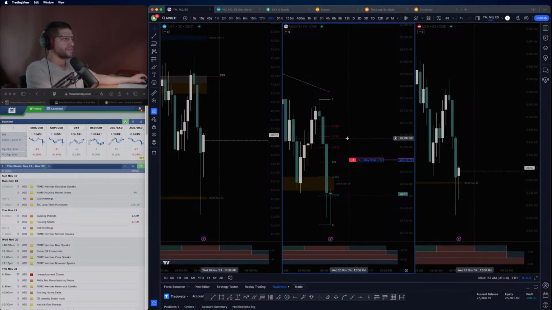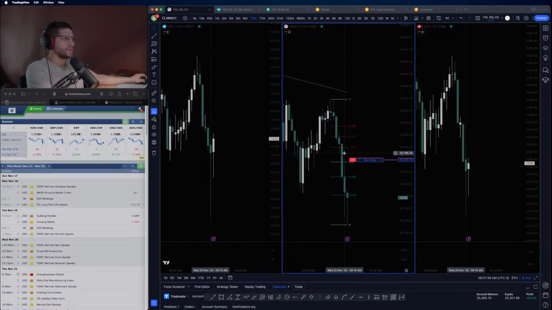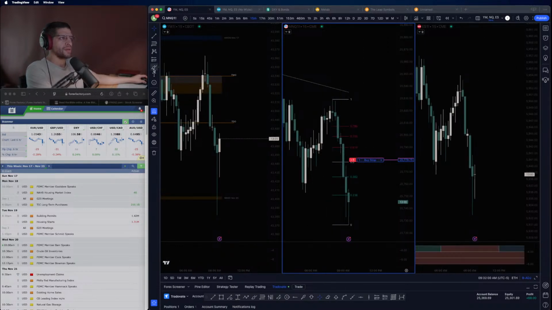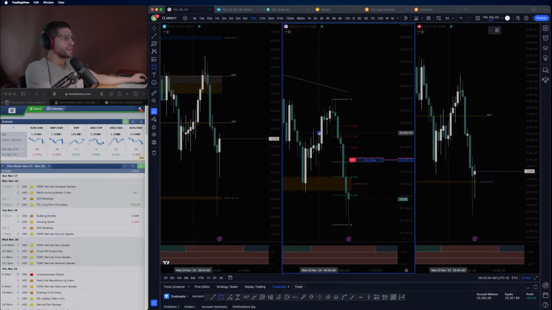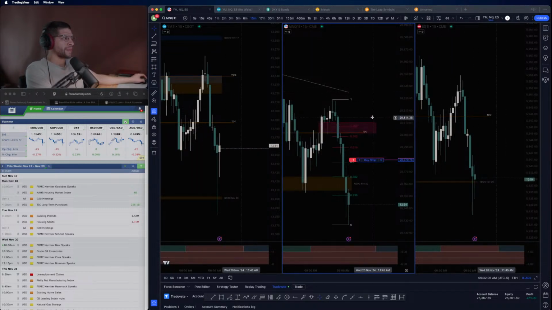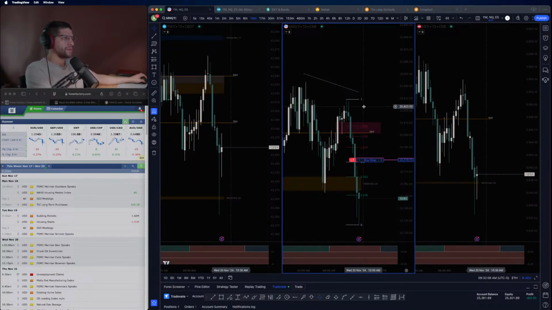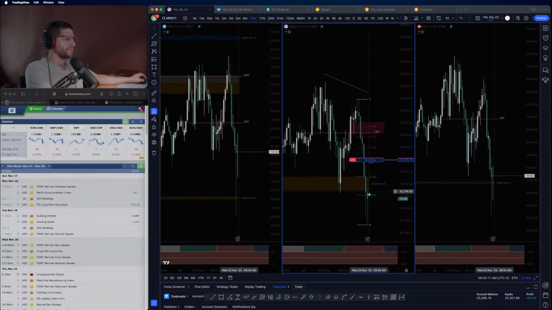Honestly, it'd be nice for price to come up here into, we have this sort of inversion BPR maybe into that true day open. That'd be cool. Sort of a, yeah.